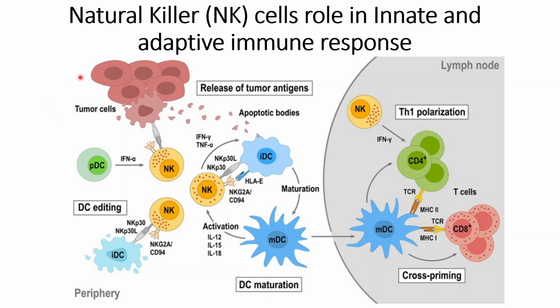In this video, we will discuss the natural killer cells' role in innate and adaptive immune response. So, when natural killer cells kill the tumors, they release apoptotic bodies, and these apoptotic bodies help immature dendritic cells to convert into mature dendritic cells, or provide the antigen information to the immature dendritic cells.